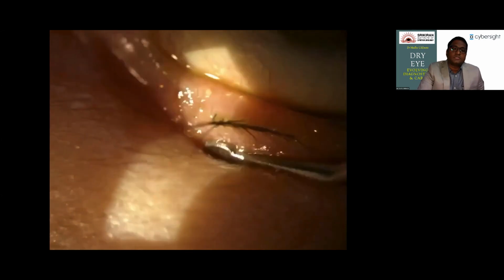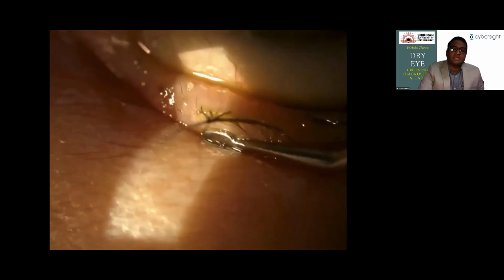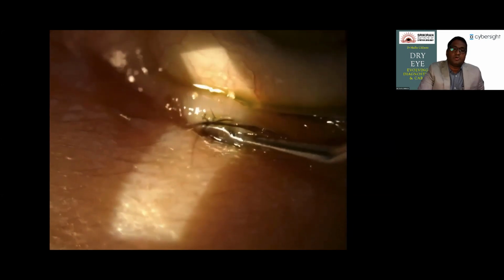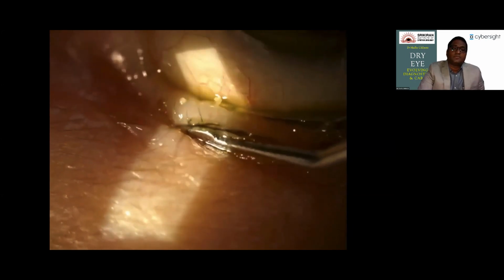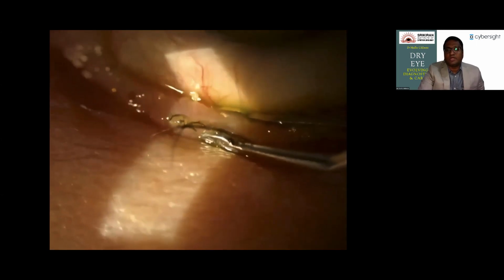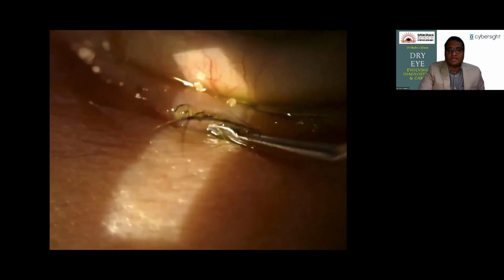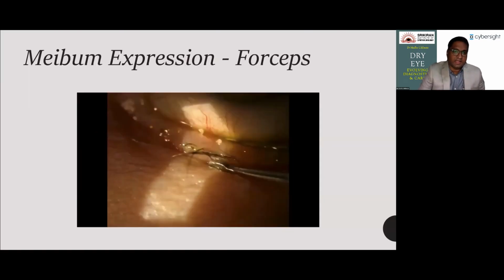You just go sectionally one by one and sequentially you can beautifully open up those meibomian glands. You can apply some topical anesthesia so that the patient will not feel the pain. You can do it as an OPD procedure. You can do 2 lids at a time, give a break and do the second lid again.